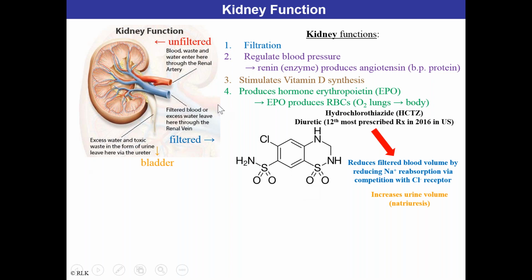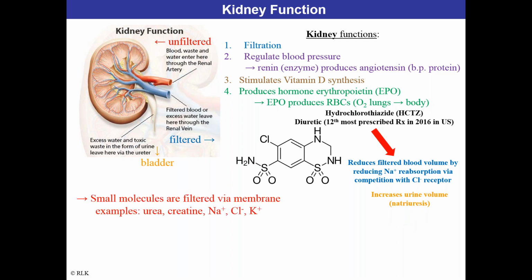But this is one of the reasons why, if anybody is taking a diuretic, well, guess what? It's going to stimulate you to relieve yourself. So it increases urine volume, also known as natriuresis. And the natria is coming from the sodium, right? Coming from the old term for sodium, which is natrium. That's why the chemical symbol in the periodic table is Na. So it derives from that. So it has some Latin roots there. Small molecules are filtered via membrane, usually urea, creatine, sodium, chlorine, and potassium.